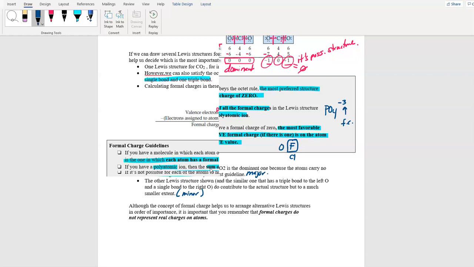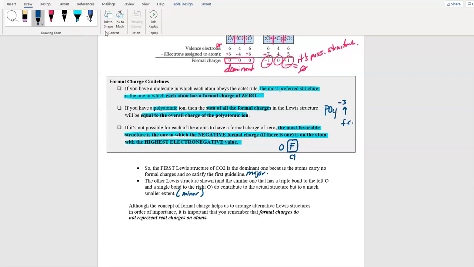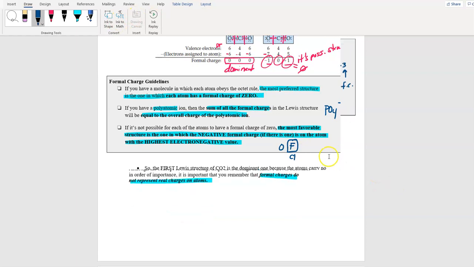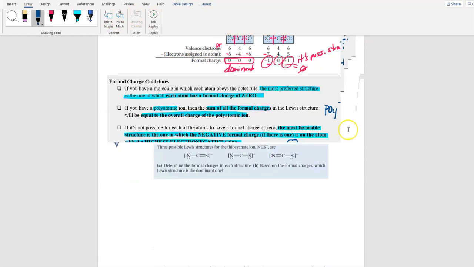Okay? So although the concept of formal charge helps us arrange Lewis structures in order of importance, it is important that you remember that formal charges do not represent real charges. It's a calculation to determine the preferred structure. And I remember when AP did this too. Okay? So let's do some examples.